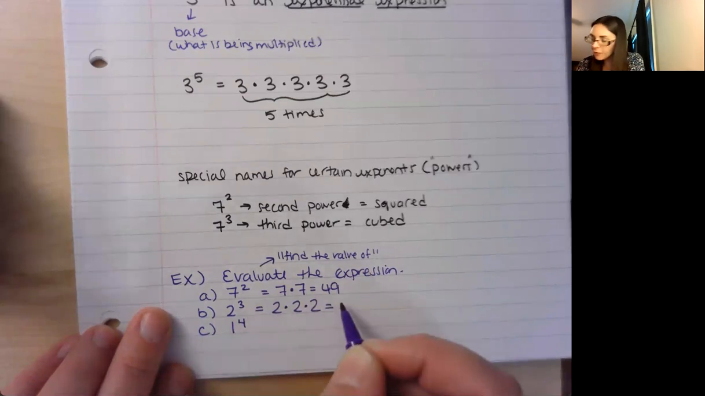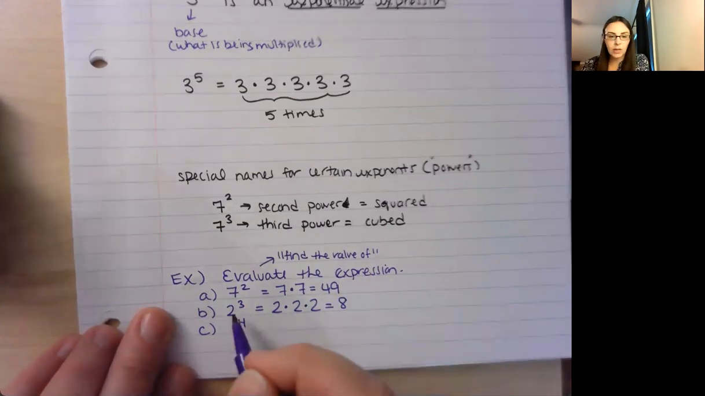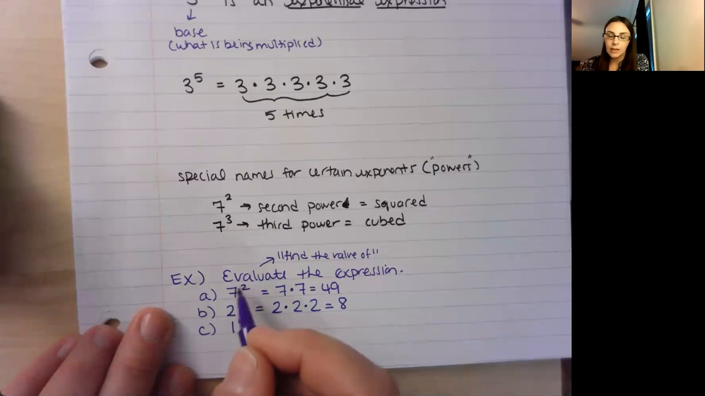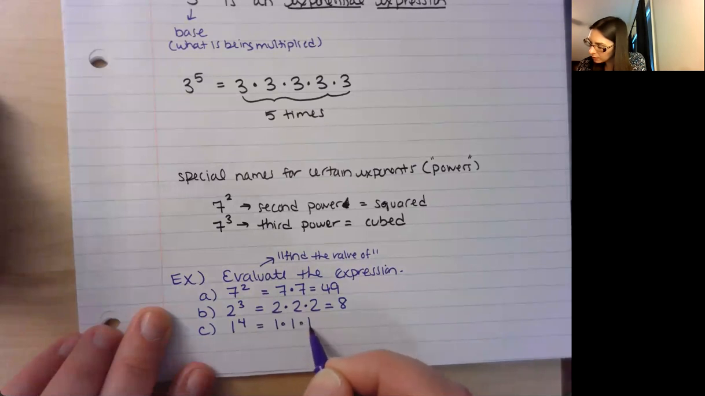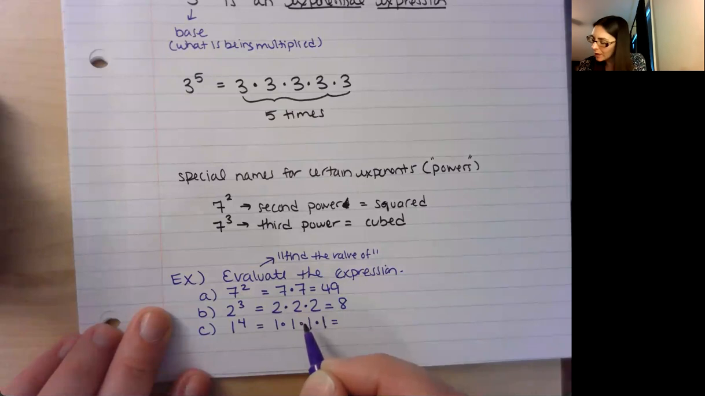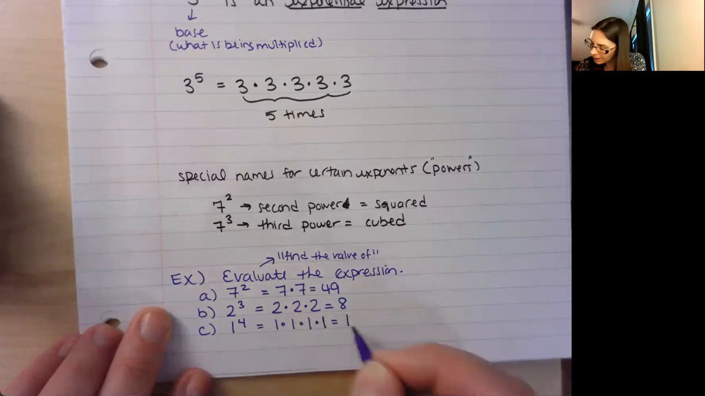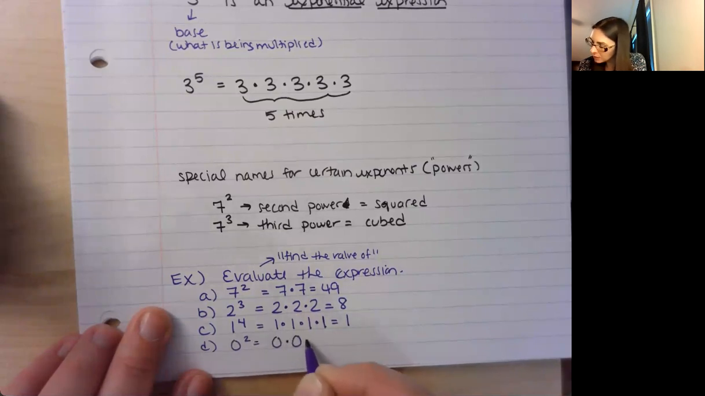Be careful, everybody wants to say 2 cubed is 6. This is not 2 times 3. This is not 7 times 2. This means the number 2, 3 times. So 2 times 2 times 2 is 8. The number 1, 4 times: 1 times 1 times 1 times 1. Well, 1 times 1 is 1, times 1 is 1, times 1 is still 1. How about 0? What if I said 0 squared? It would be 0 times 0, which is also 0.